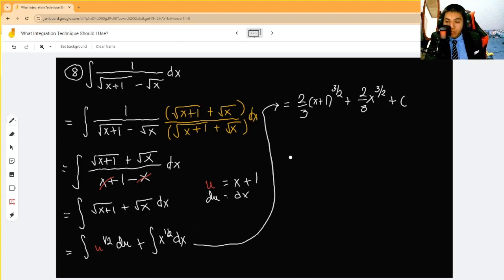And then if you want it to be in one fraction, you can just simply put it together in the form of 2 times (x plus 1) to the 3/2, plus x raised to 3/2, over 3. And I put a plus c. We're done.